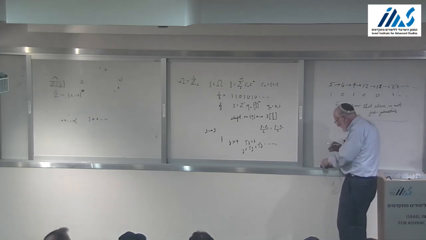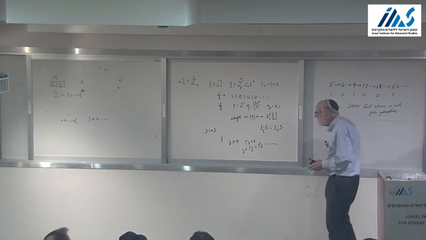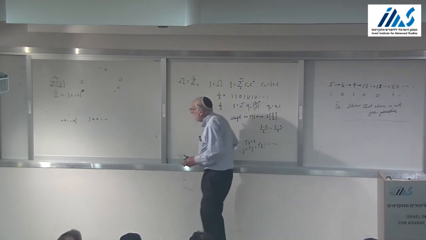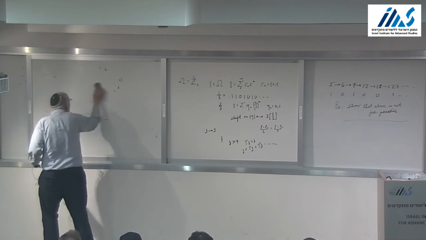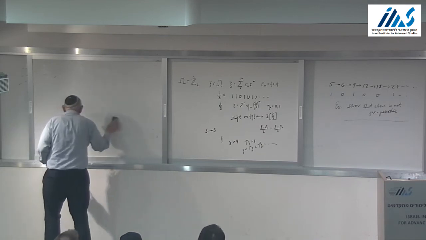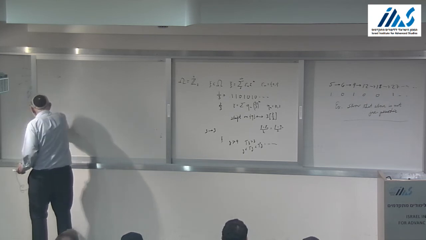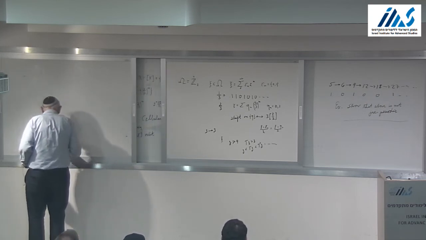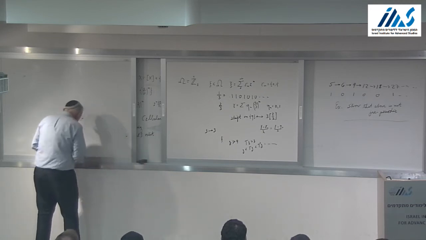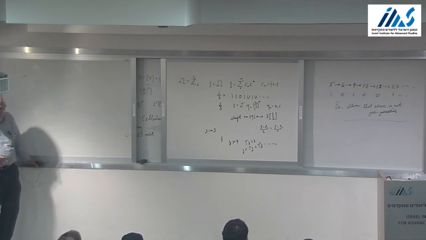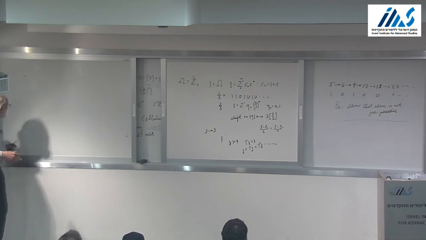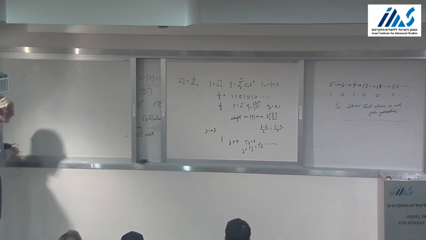Let me go on to the third example, which has to do with the notion of well approximability of numbers, in particular well approximability of algebraic numbers. So let me review for those who are not familiar with the notion.